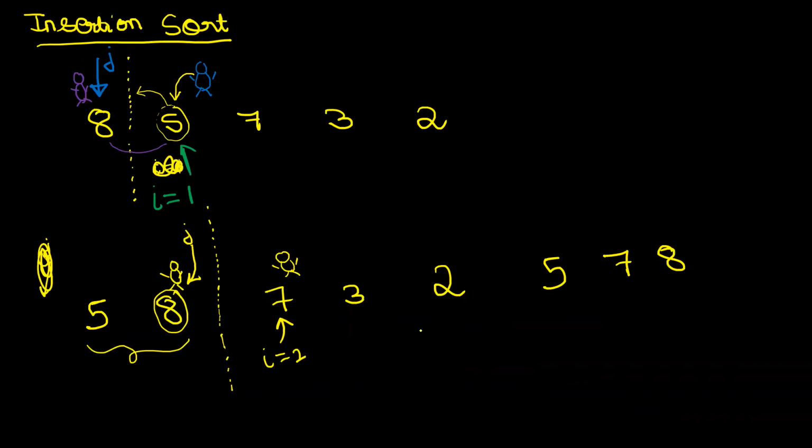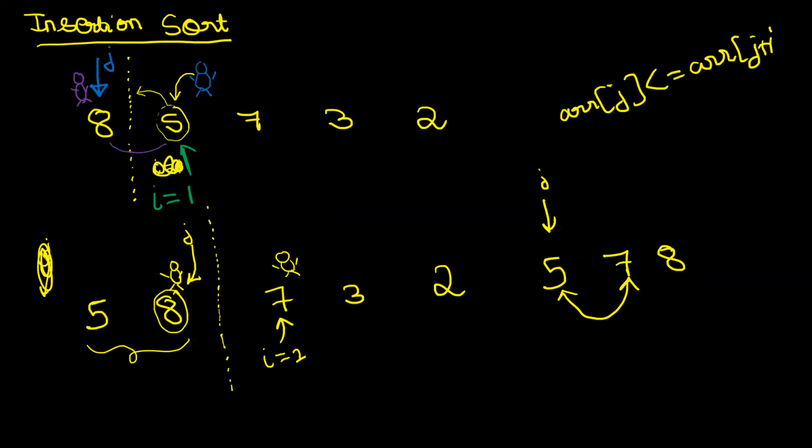I will do a j minus minus. I move j forward. Next, what will I do? I again compare ARR of j with ARR of j plus 1. That is, now I will compare 7 with 5. I see that ARR of j is less than or equal to ARR of j plus 1. I see that 5 is lesser than or equal to 7. So what will I say? When this person compares himself with 5, he will say, hey, I am bigger than you. So I will stay here only. So I will stop this iteration.